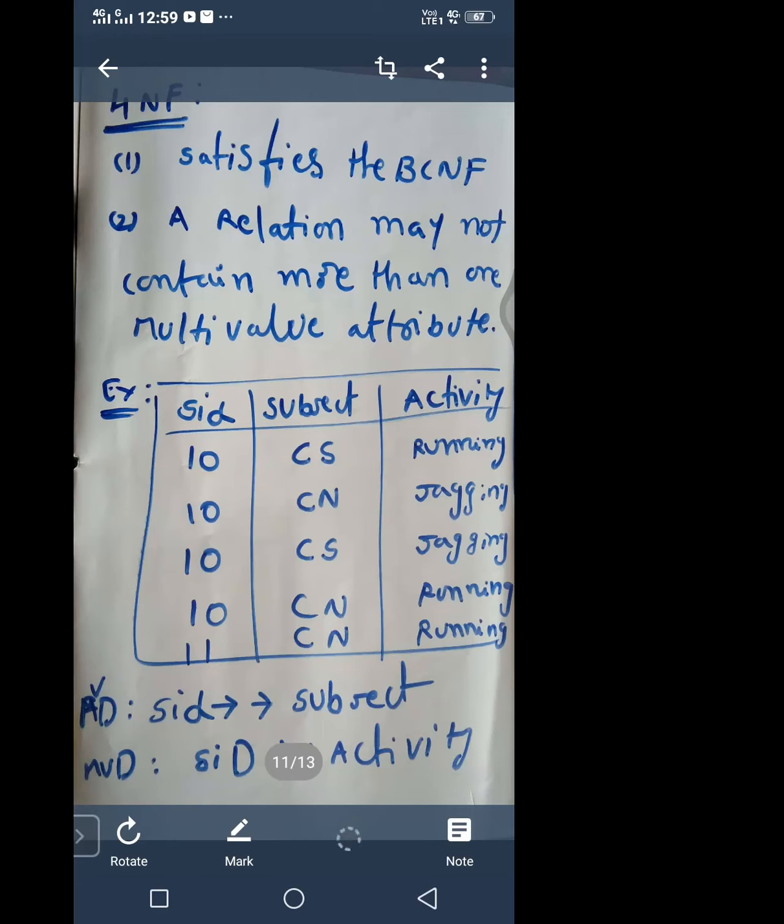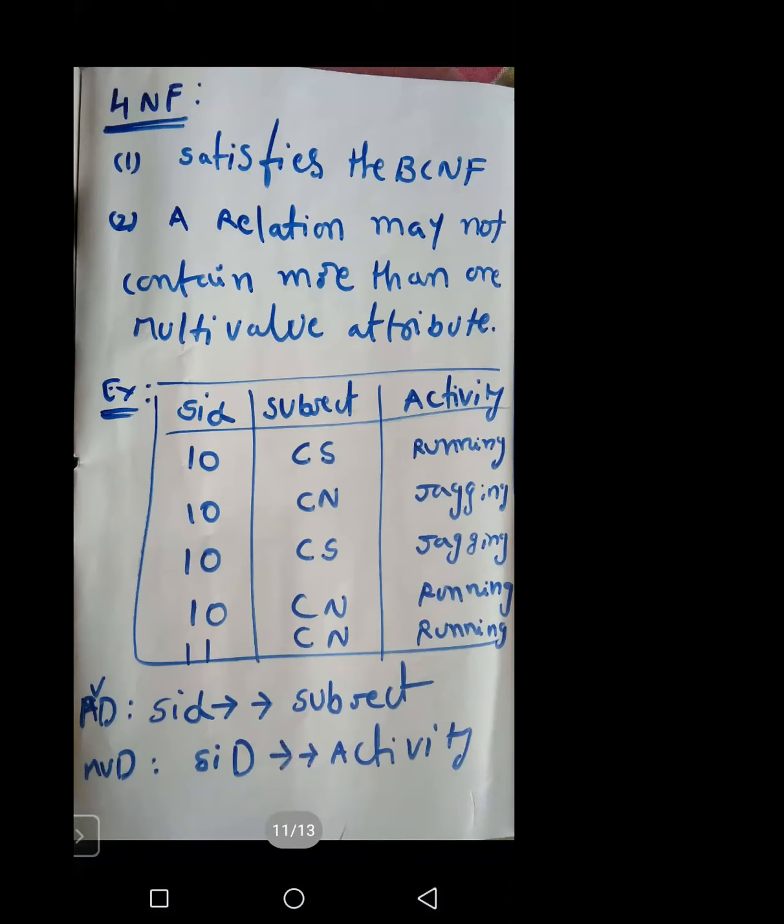Here one student can select more than one subject, and the same student can perform some other activity. For example, student ID is 10 and the subject is, for example, cyber security, CS, and he is doing some activity, that is running. Next the same student selects another subject, that is CN, and he is doing some other activity, that is jogging. Now the same student selects the same subject, but the activity is different, that is jogging. Again the same subject and the same student perform some other activity, that is running.